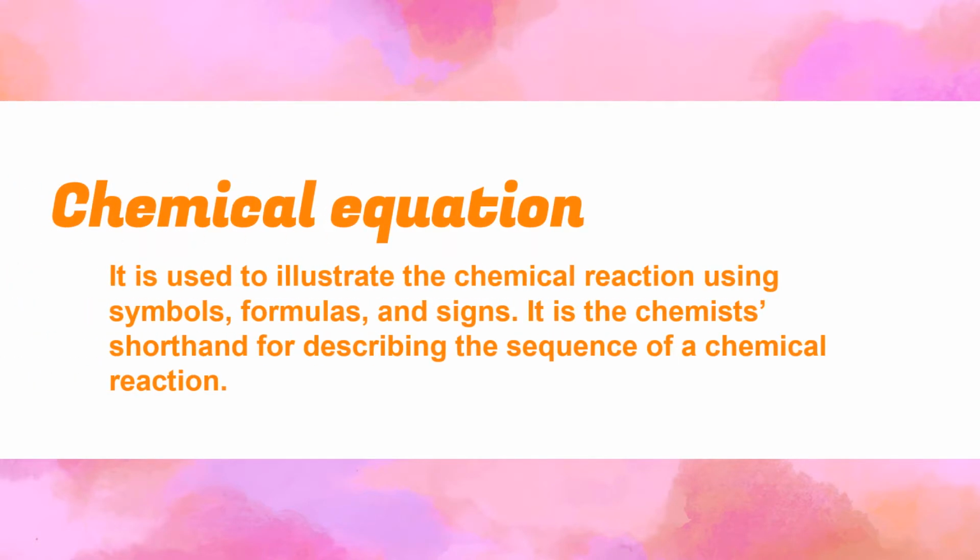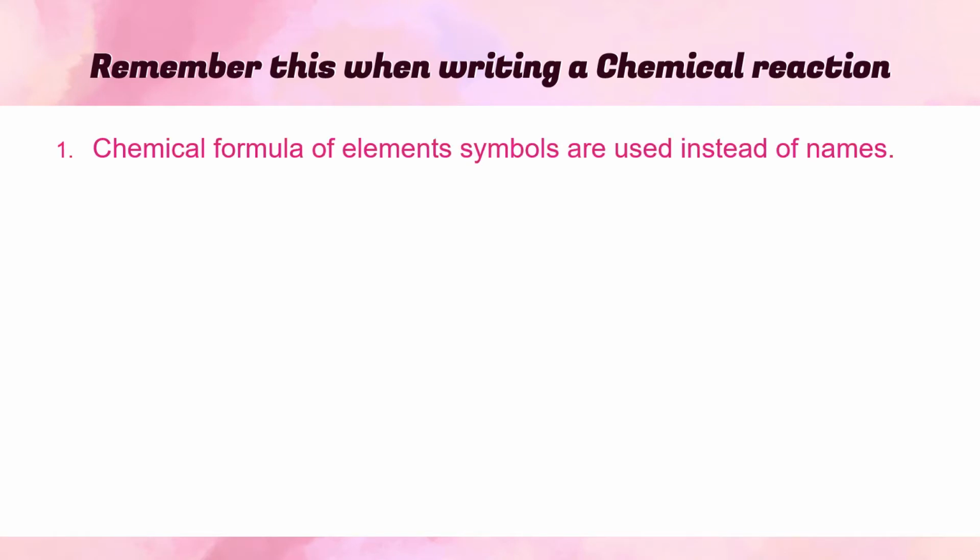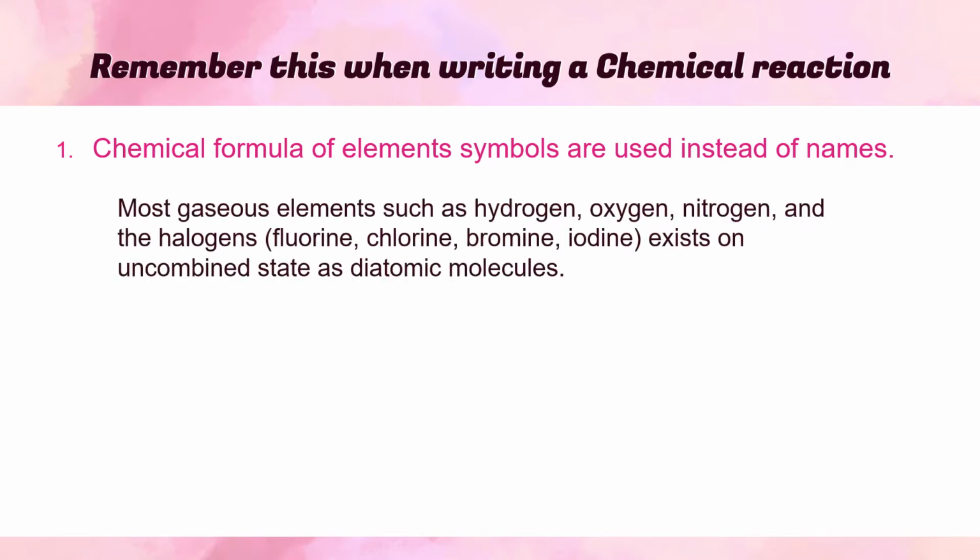It is a method used to illustrate the chemical reaction using symbols, formulas, and signs. It is the chemist's shorthand for describing the sequence of a chemical reaction. Remember the following when writing a chemical reaction. First, the chemical formula of elements are used instead of name.